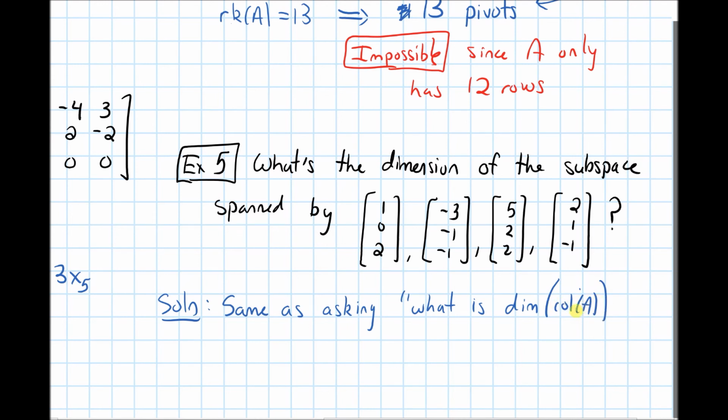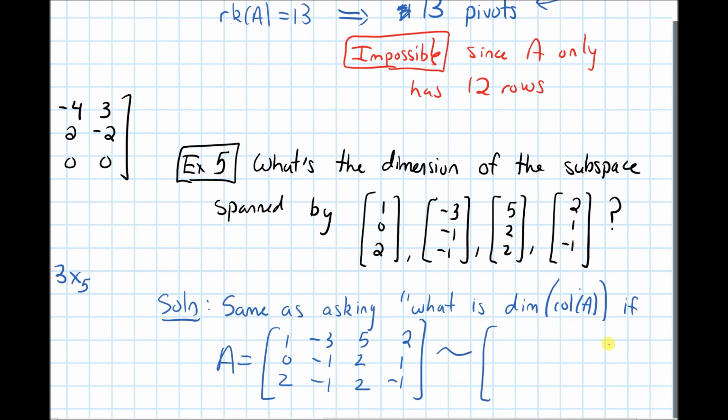because column space just means the span of the columns, if my matrix A is the matrix where I write these vectors as the columns. So the first column is 1, 0, 2, and then -3, -1, -1, and then 5, 2, 2, and the last column is 2, 1, -1. I write those as the columns. And we know how to find the dimension of the column space. We would row reduce.